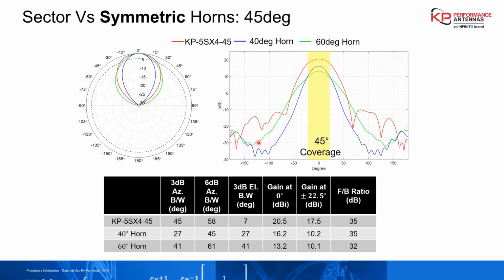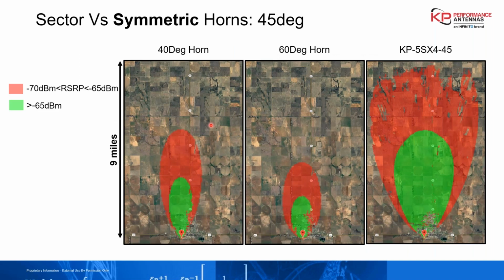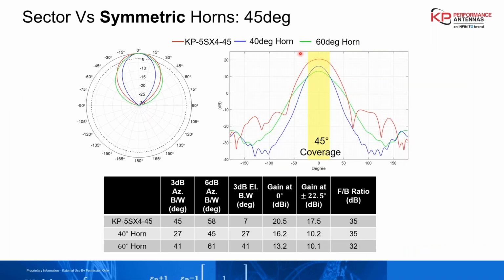So that's some of the comparisons we see with sectors versus horns. Once you get on the ground, what does this mean? Well, comparing the 20.5 dBi sector versus a 13 dBi horn or a 16 dBi horn, you're going to get out much farther. So the sector antenna is ideal for your rural areas.